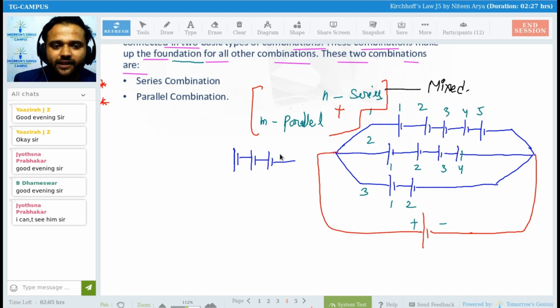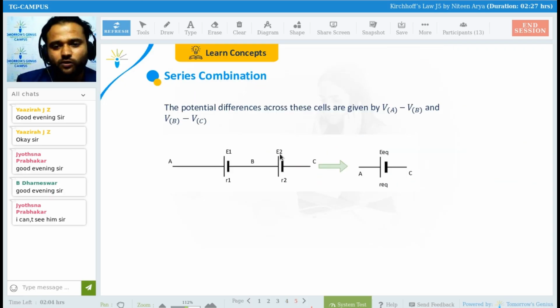Good. So that is why it is written over foundation. It means with the help of these two combinations, you can make different kinds of permutations and combinations. And I hope and I believe you know what permutation and combination is: different methods to select different data. So this is your series combination.